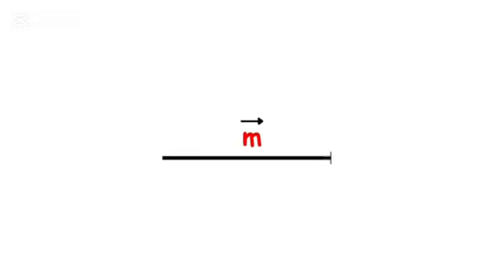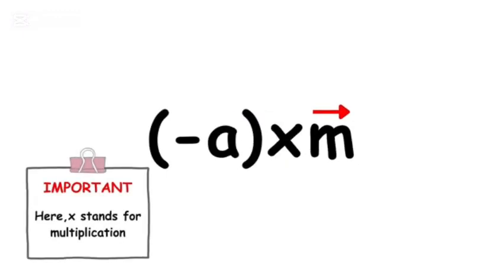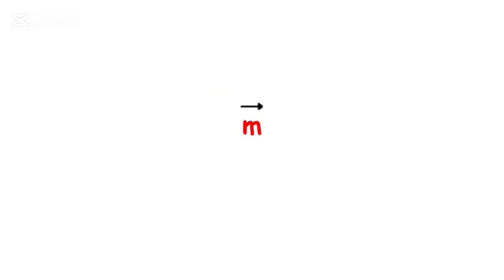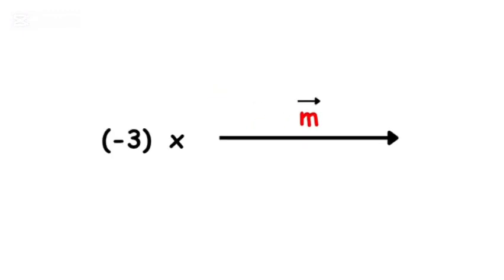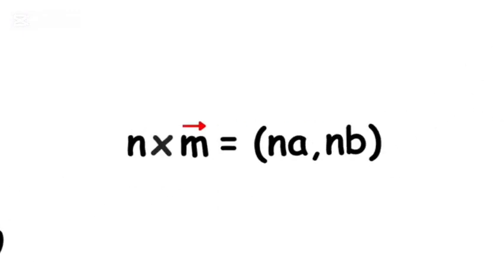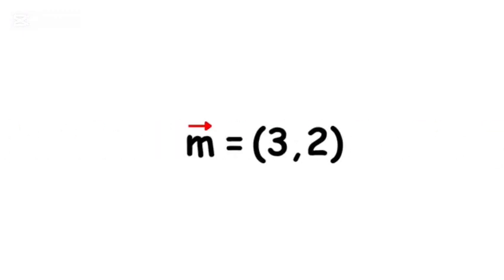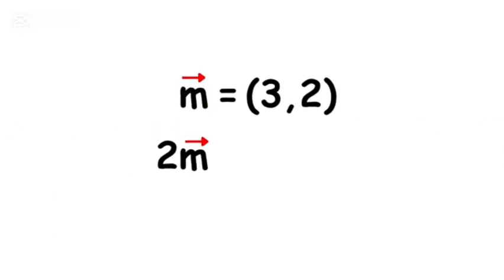Scalars can also be used to scale down a vector, like 1/2 squishing the vector to half its original length. If a vector is multiplied by a negative scalar, it reverses direction. Multiplying a vector by -3 flips it around and triples its length. In order to multiply a scalar and a vector, simply multiply each of the vector's components by that scalar. For instance, using the vector (3, 2), scaling it by 2 yields the vector (6, 4).